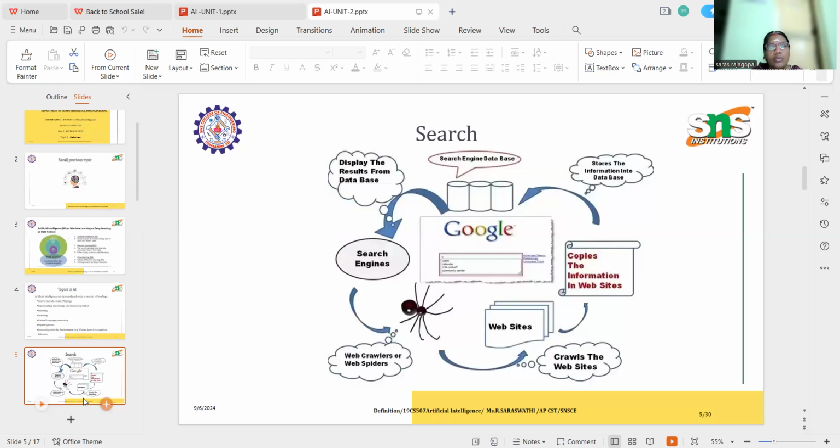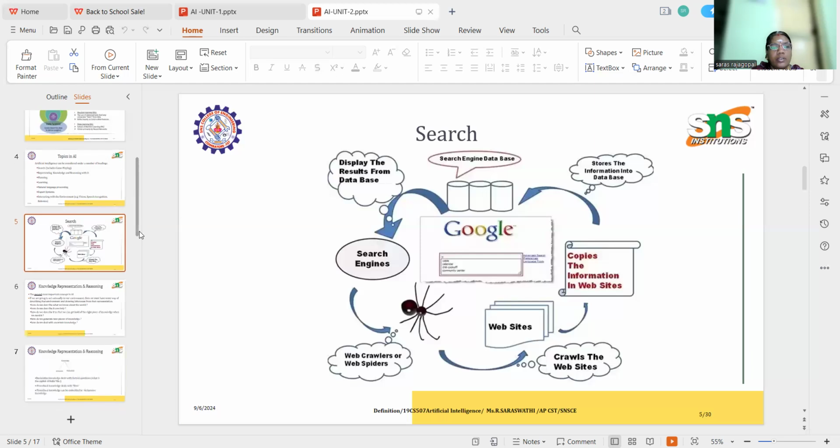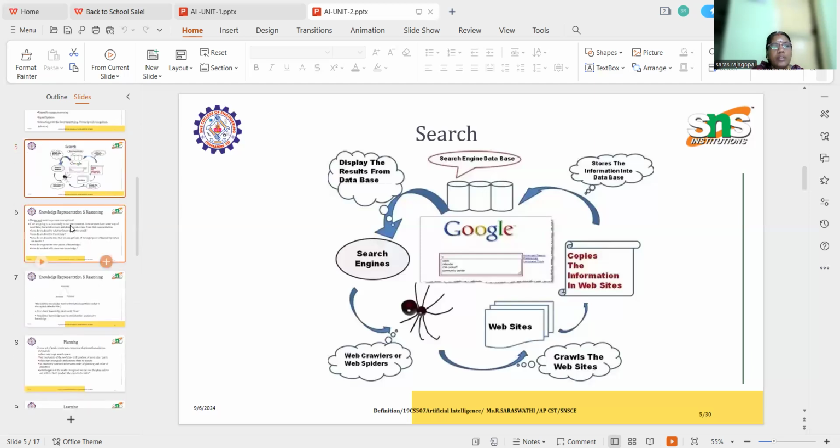In those websites and the search engine, a web crawler or web spider is there. The web crawler searches the websites in the database, that is, the search engine, and then displays the result from the database. This is a cyclic process for searching any information from Google.